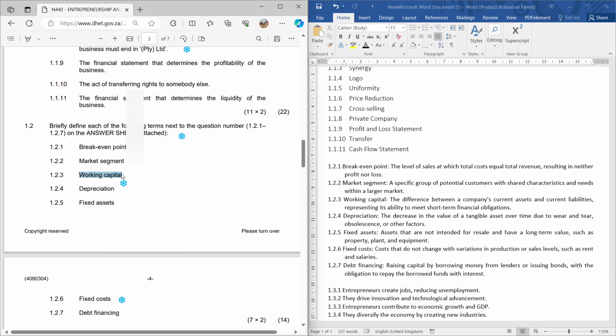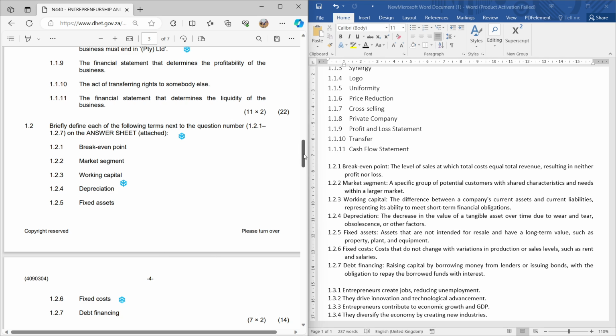And then we have working capital. Working capital is the difference between a company's current assets and current liabilities, representing its ability to meet short-term financial obligations. And then we have depreciation, which is the decrease in the value of a tangible asset over time due to wear and tear, obsolescence, or other factors. And then there are fixed assets. Fixed assets are assets that are not intended for resale and have a long-term value, such as property, plant, and equipment. The land that a business owns is a fixed asset.